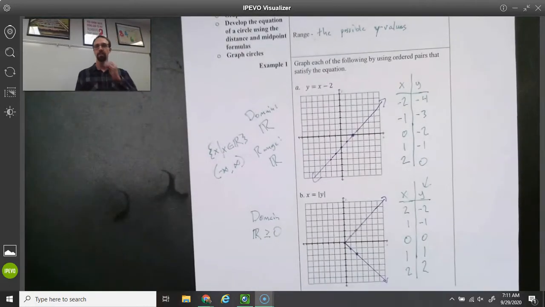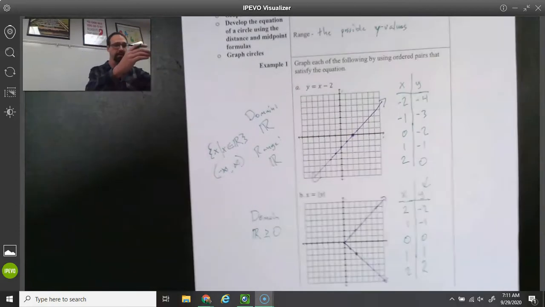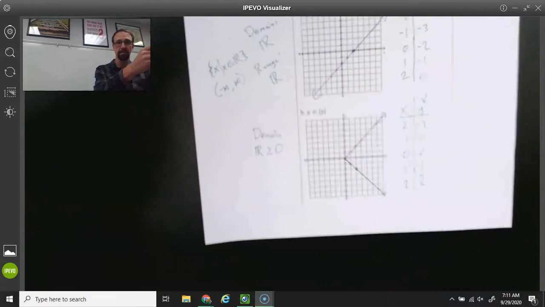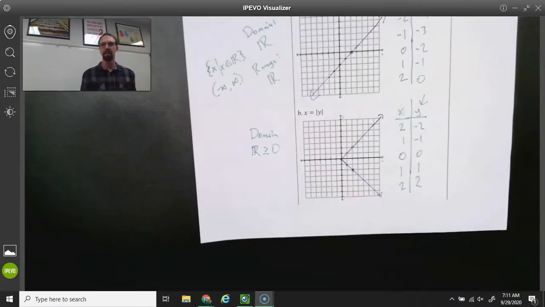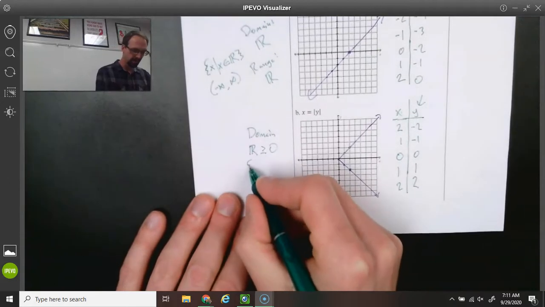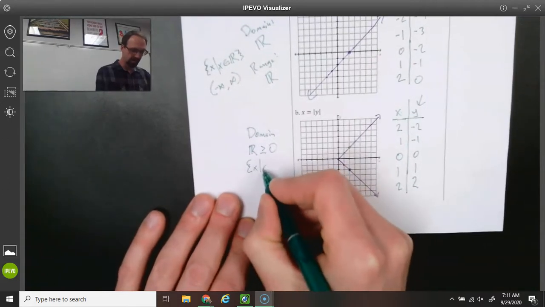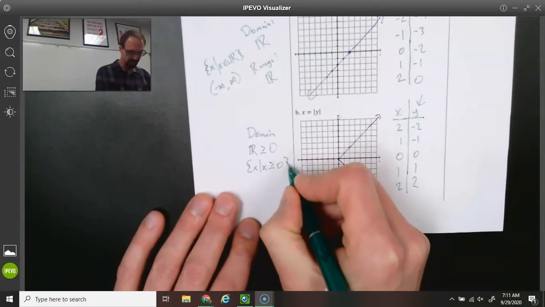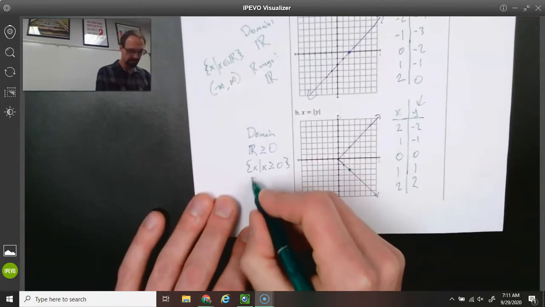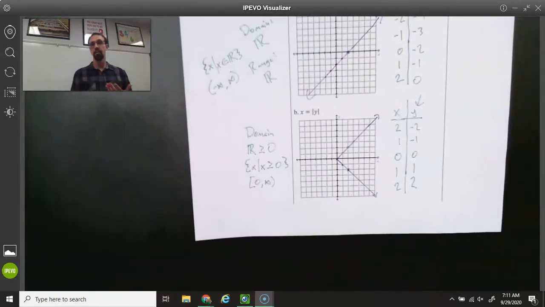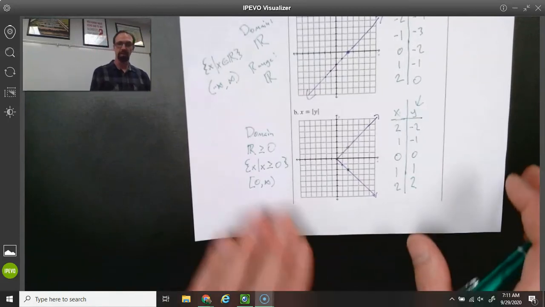So with this one, we have to be careful. We can't just say all real numbers, period, but we can say all real numbers greater than or equal to 0. So then also similarly, if I was to write this in interval or set notation, the set of x's such that x is greater than or equal to 0. And then as an interval, 0 to infinity. Or maybe multiple ways that I would ask that. Range for this one is going to be all real numbers.